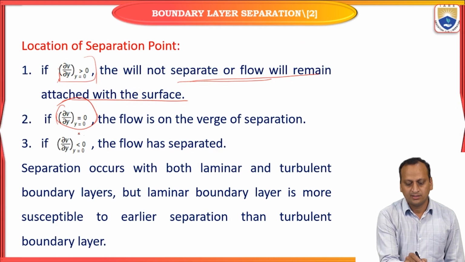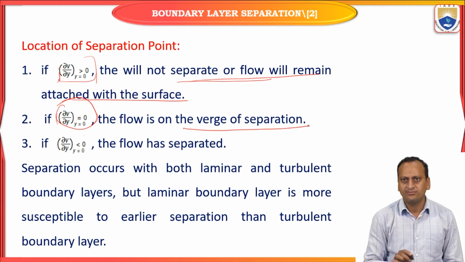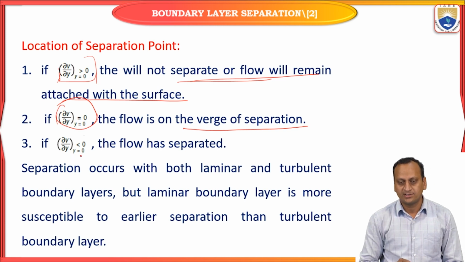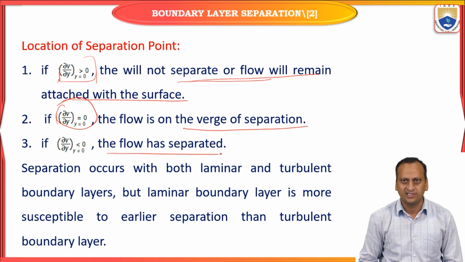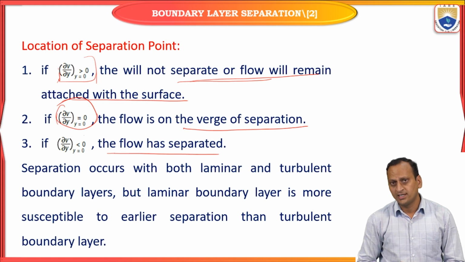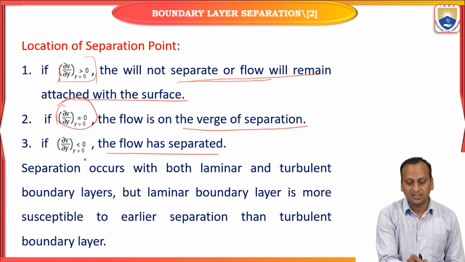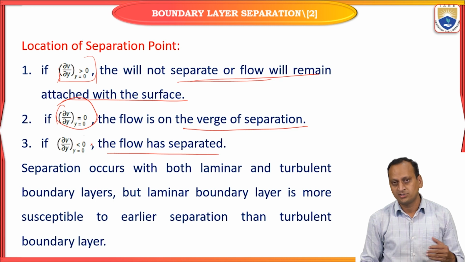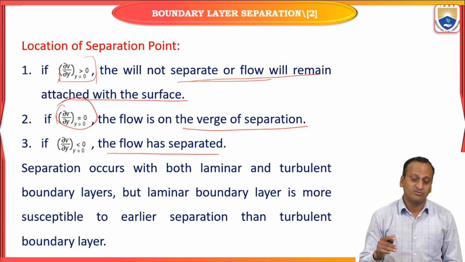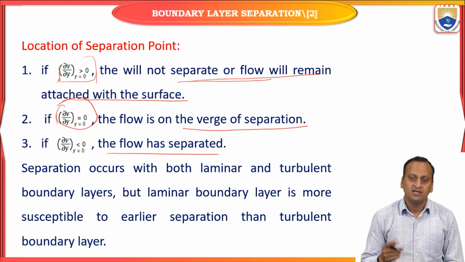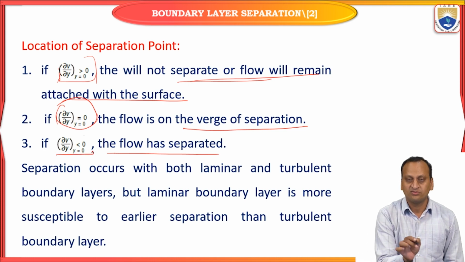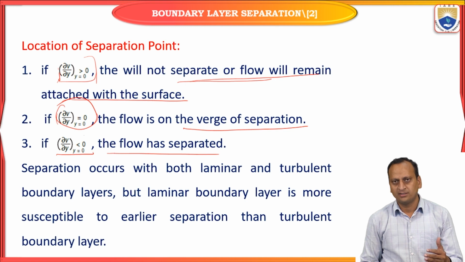So ∂V/∂y equal to 0 is nothing but the verge of separation. If ∂V/∂y is less than 0, that means a negative velocity gradient, which indicates the boundary layer is already separated. If the velocity gradient is less than 0, then a positive or adverse pressure gradient will take place. Due to that, there will be a thickening of the boundary layer, so that means it is already separated. Based on the velocity gradient, we can say whether it is separated or not.